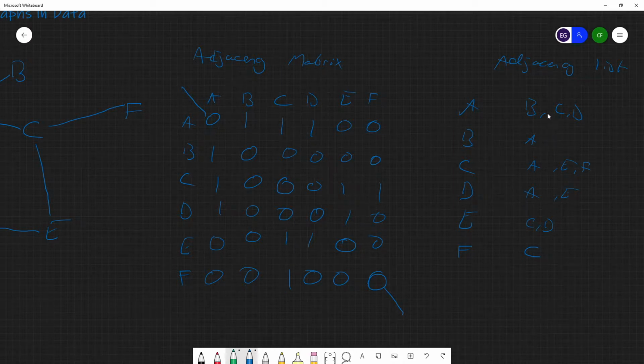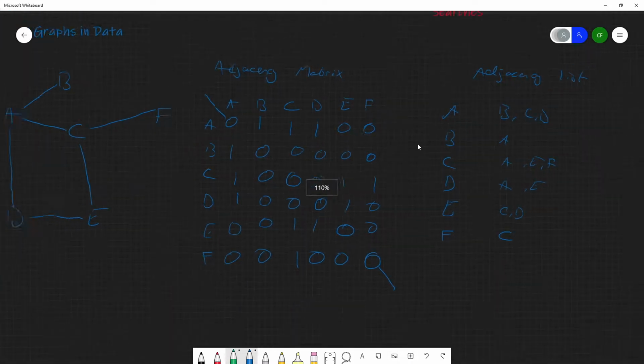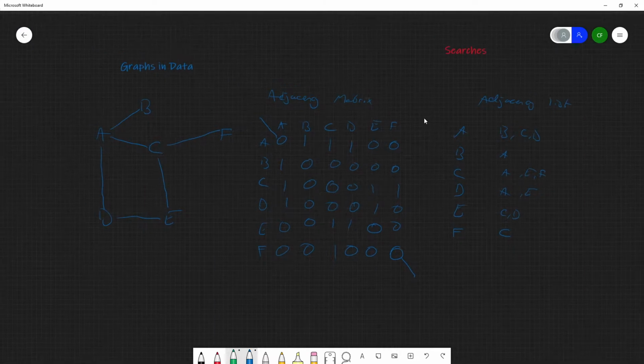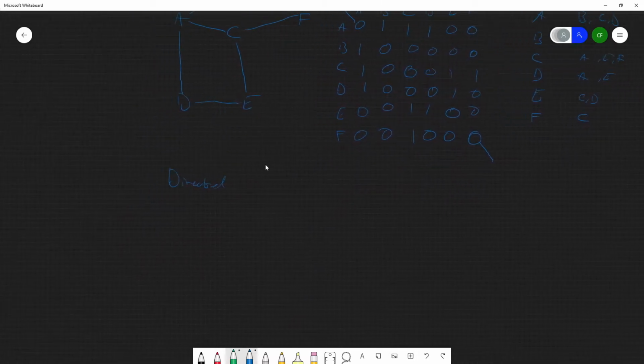However, we still do have the repetition. We have, for example, A going to B and B going to A. It's an undirected graph, so we would like to be able to get rid of this because it's superfluous. Now, I'll give this a title of undirected. If we go into a directed graph, I'll do the same thing, but add in arrows.